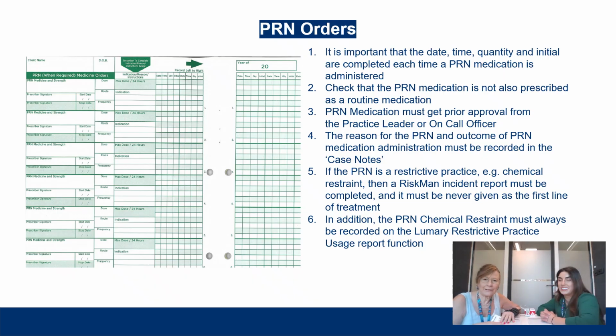Very good. Also, if the PRN is a restrictive practice, for example, a chemical restraint, then a risk-man incident report must be completed, and it must never be given as a first line of treatment. You must always try, if the customer's got a headache, putting a cold flannel on their forehead, darkening the room, seeing if that works, and then giving them Panadol if they need. Usually we like to say follow the strategies in the behaviour support plan if they've got one. Absolutely. Thanks, Sam.